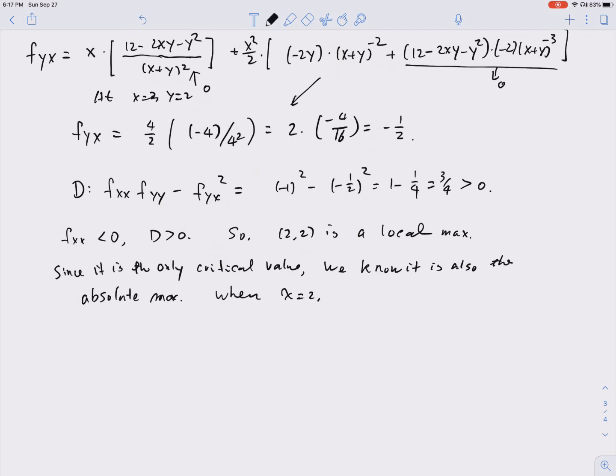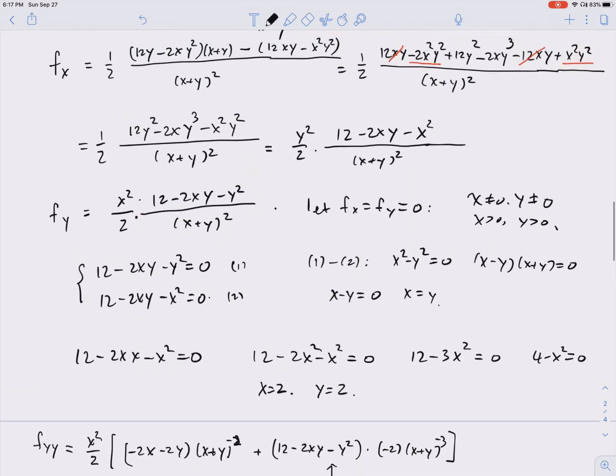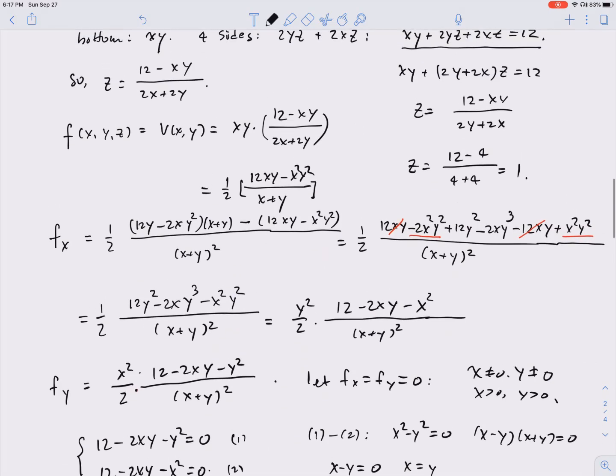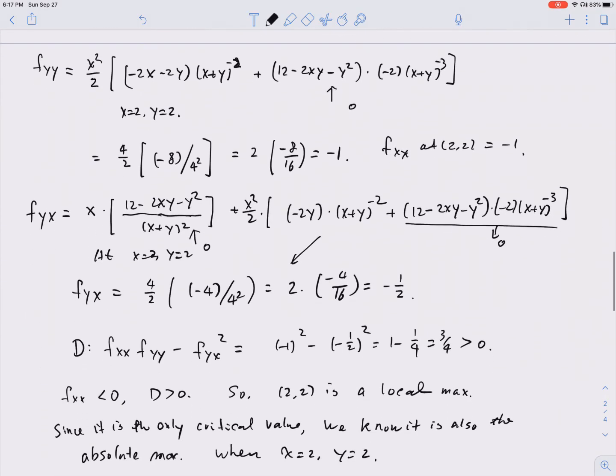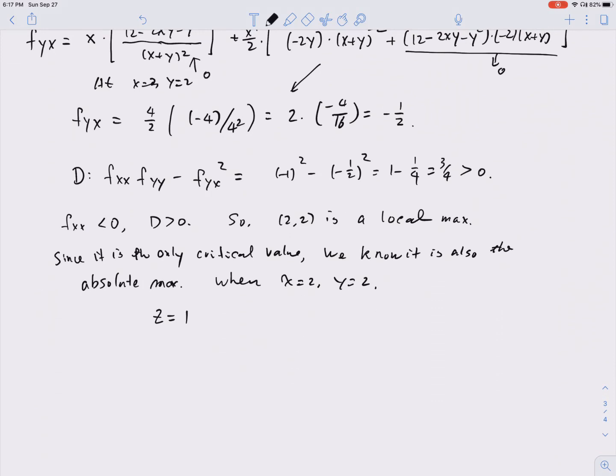When x is equal to 2, y is equal to 2, we know Z is going to be equal to, we have the formula back over here, is going to be 1. All right, Z is going to be equal to 1. Okay, I think that's all we want to have, and then we're going to have the volume over here is equal to x times y times z. That's going to be 4 cubic meters. That ends our computation for this second example.